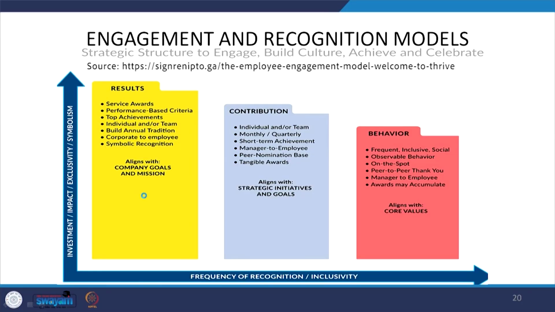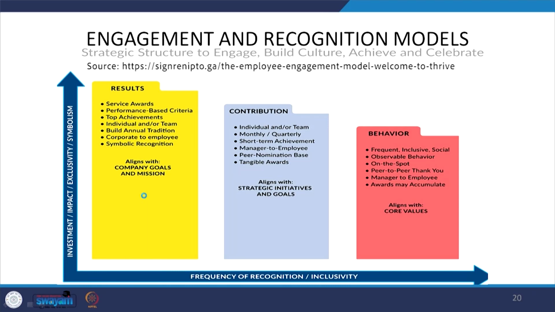The result oriented employee recognition is associated with company goals and missions, where contribution is aligned with the strategic initiatives and goals. Now we will talk about behavior. Here the behavior is frequent, inclusive, social, observable, on the spot behavior, that is, what their behavior was on the spot in a given crisis situation, peer to peer thank you services that can be seen, manager to employees top to bottom, and awards may accumulate. This has to be aligned with the core values.